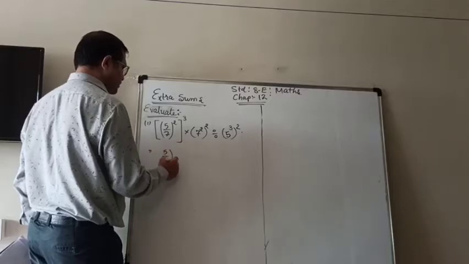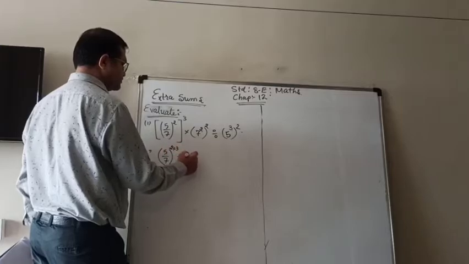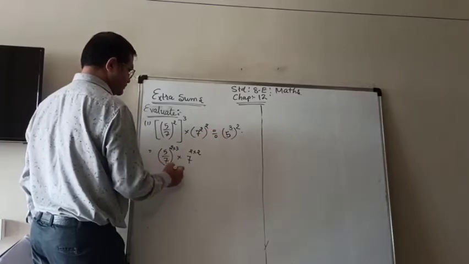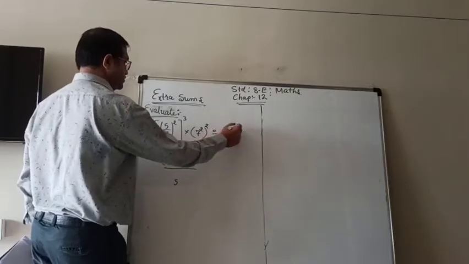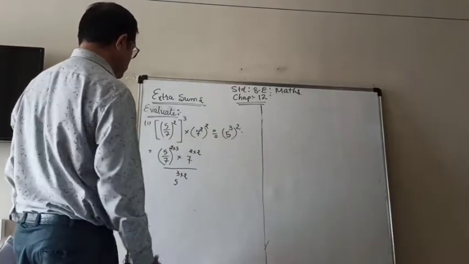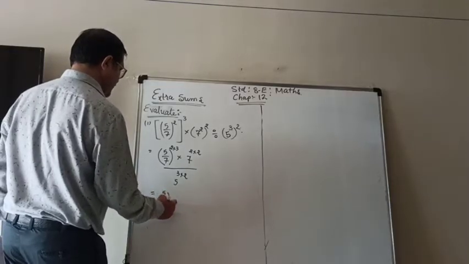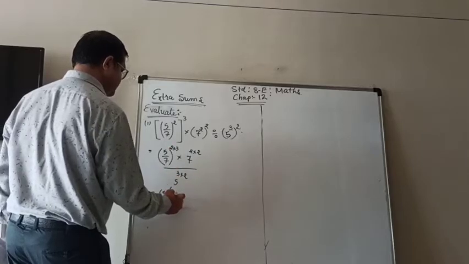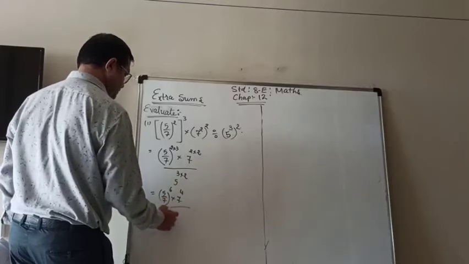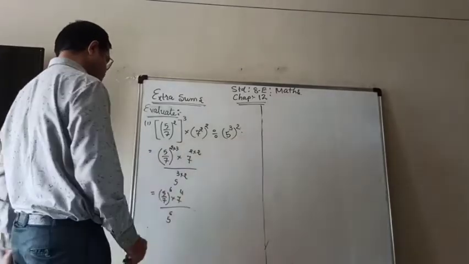So 5 upon 7 whole raised to 2 multiplied by 3, 2 multiplied by 2. Divide by, you can write it like that, 5 raised to 3 multiplied by 2. So now it is equal to 5 upon 7 whole raised to 6, 7 raised to 4, and 5 raised to 6.